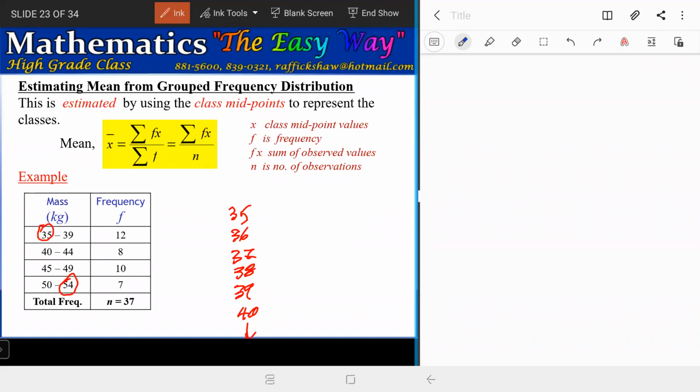So if we were to list them individually like this, the table would be extremely long, and a lot of them would be coming out with zeros. It makes sense to group the data. So you set a group from 35 to 39, and count how many in that group, 12. Then set a group from 40 to 44, how many in that group, 8. Set a group from 45 to 49, and continue like that. So this is grouped data. You group the observations. That's what we call a grouped frequency distribution.